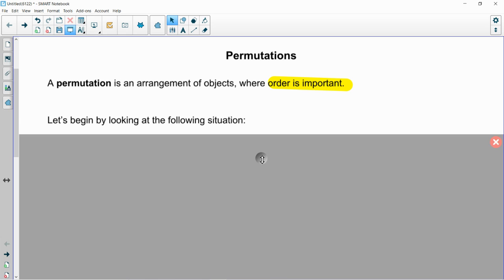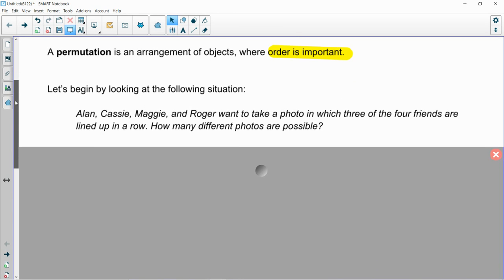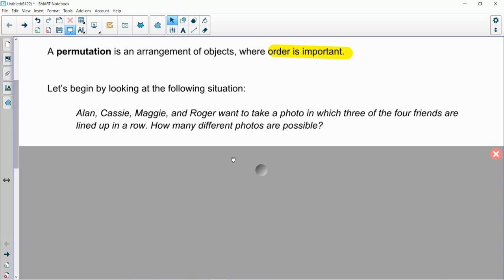So we're going to begin by looking at a specific situation. So here it is. We've got Alan, Cassie, Maggie, and Roger. So 4 friends. They want to take a photo in which 3 of the 4 friends are lined up in a row. So they're not all going to be in the picture together, only 3 of them. I guess one of them is taking the photograph. So how many different photos are possible?